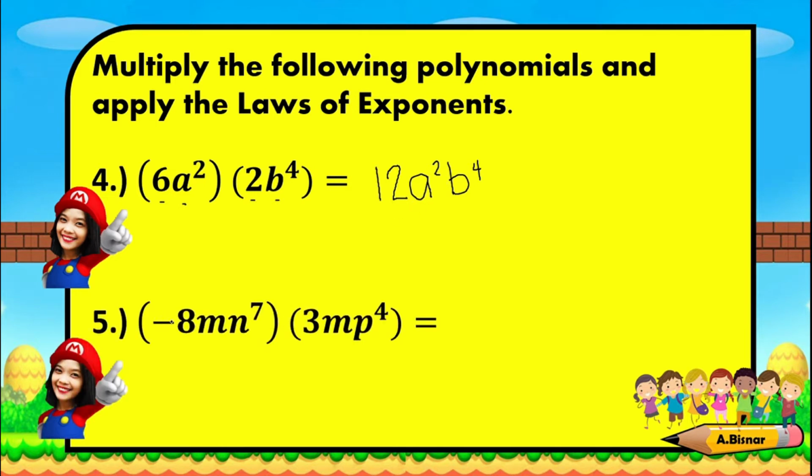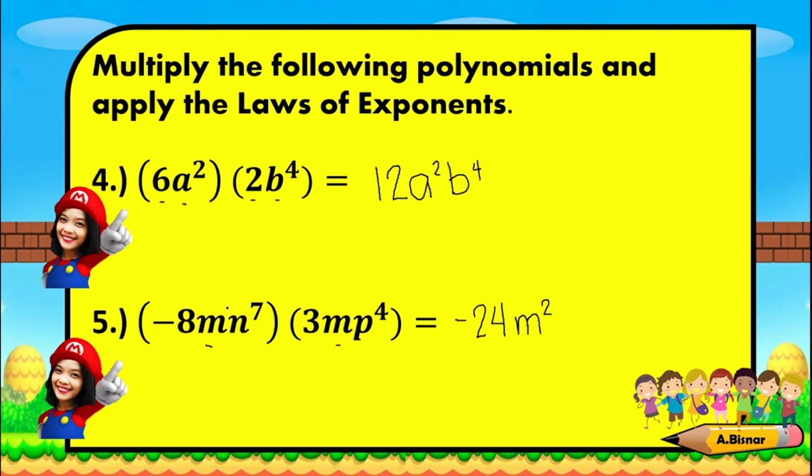For number 5, negative 8mn to the 7th power times 3mp to the 4th power. So multiply first the numerical coefficients. Negative 8 times 3, you have negative 24. Now, add the exponents of the literal coefficients that are the same. So we have here m and another m, which will be m squared.